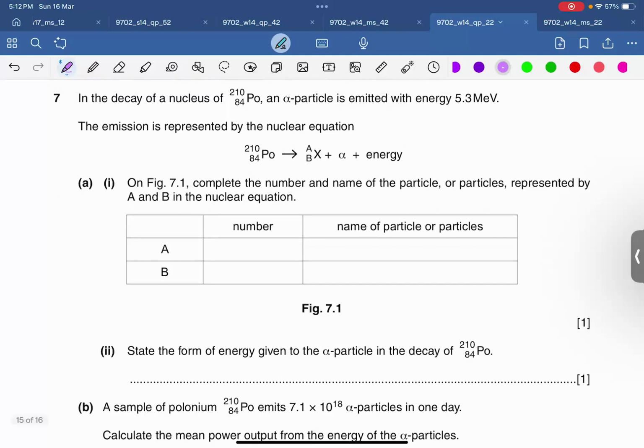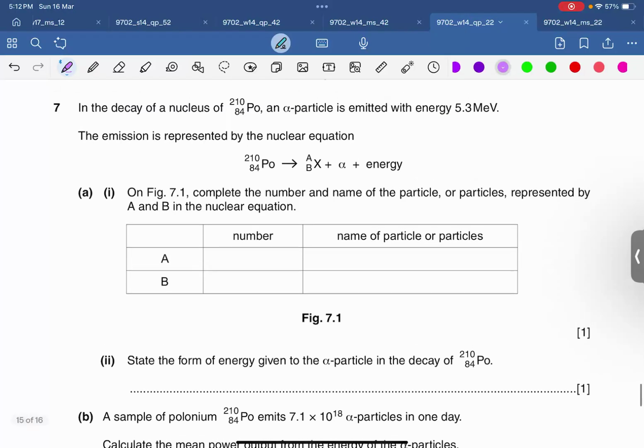In the decay of nucleus PO, an alpha particle is emitted with an energy of 5.3 mega electron volts. The emission is represented by the nuclear equation. On figure 7.1, complete the number and the name of the particles represented by A and B in the nuclear equation. So A will be 206 and B will be 82.